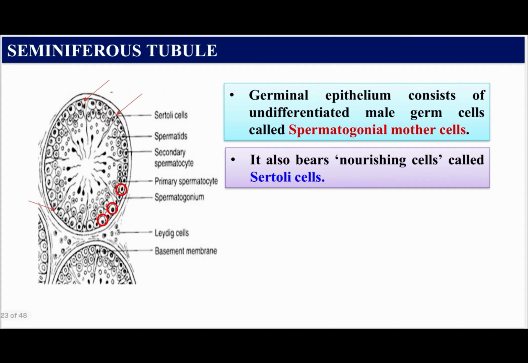Now, the germinal epithelium consists of undifferentiated male germ cells called spermatogonial mother cells. See this red color, these are the spermatogonial mother cells. The seminiferous tubule also bears the nourishing cells called Sertoli cells. See, this is the Sertoli cell.